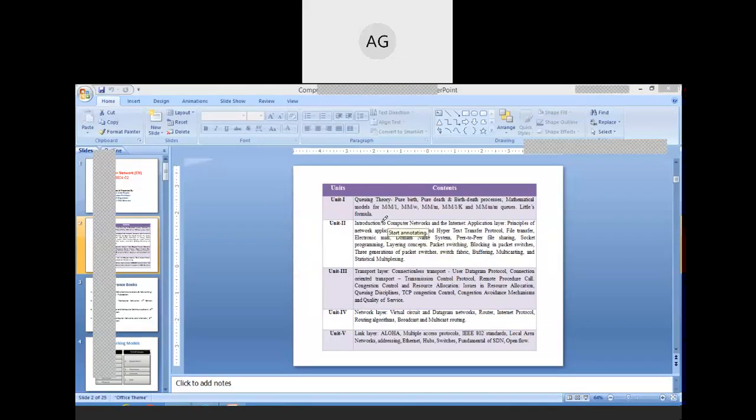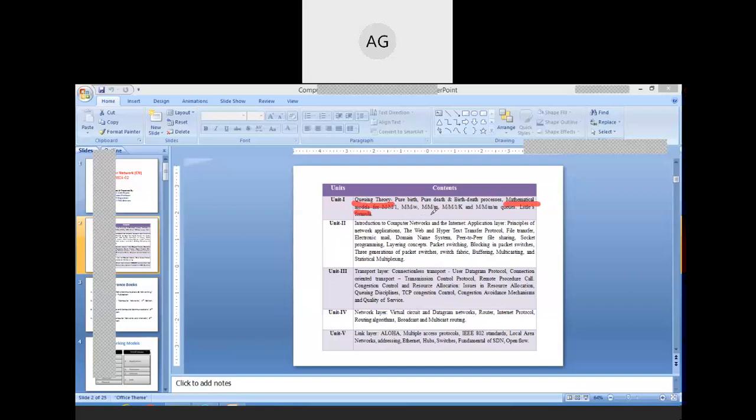The syllabus is divided into 5 units, from first to fifth, and in unit first we are going to study queuing theory. Basically, queuing theory is not part of computer network, but it forms the basis for computer network to some extent. In queuing theory, we are going to study some mathematical models, their derivation and also their applications in the real world.